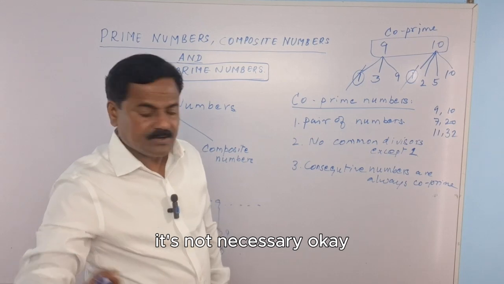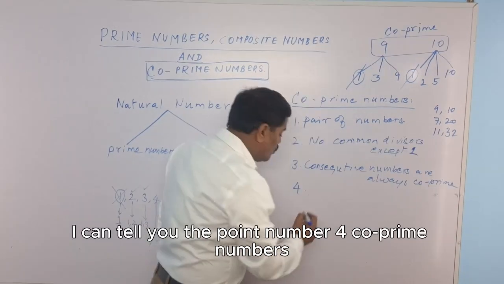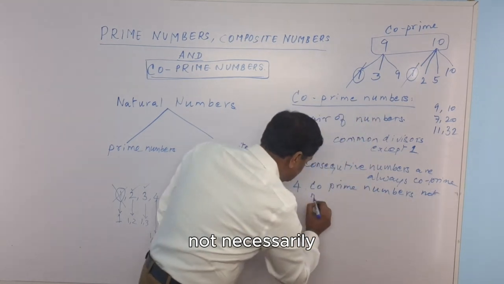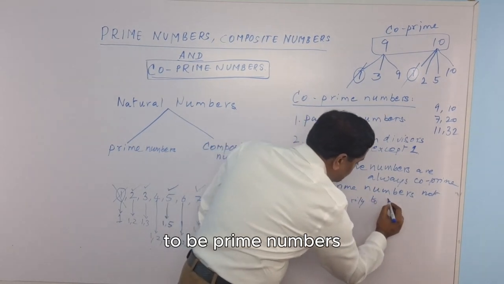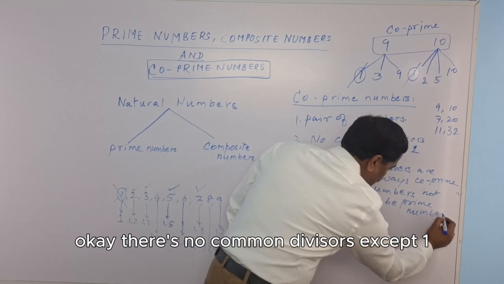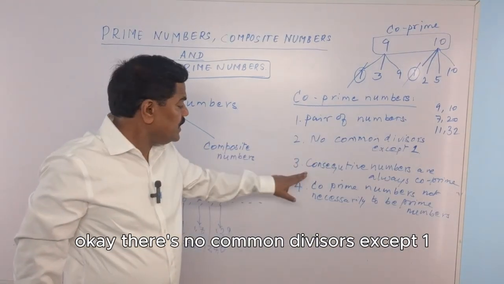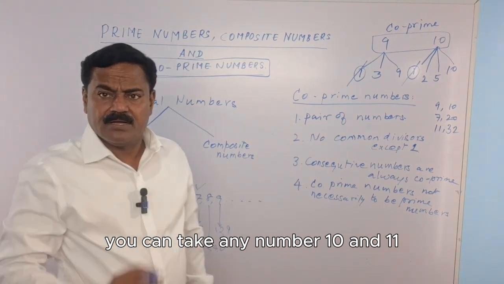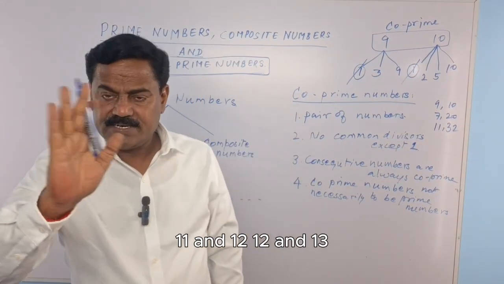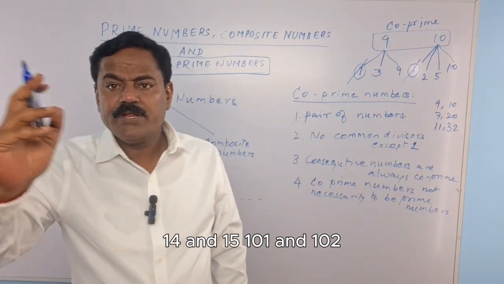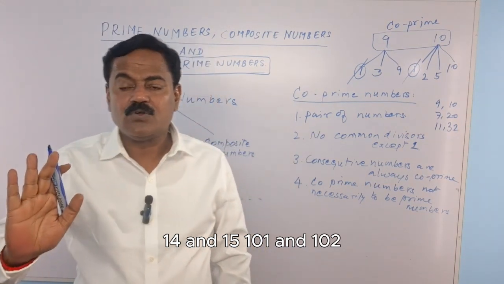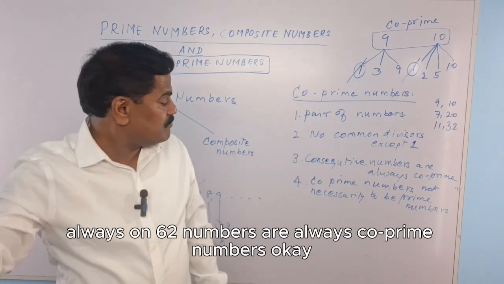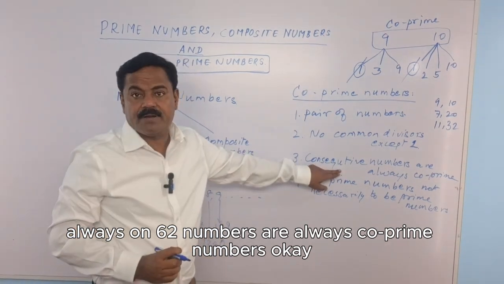It's not necessary. I can tell you point number 4: co-prime numbers are not necessarily prime numbers. There are no common divisors except 1, and consecutive numbers are always co-prime. You can take any numbers: 10 and 11, 11 and 12, 12 and 13, 13 and 14, 14 and 15, 101 and 102, 251 and 252. Consecutive numbers are always co-prime numbers.